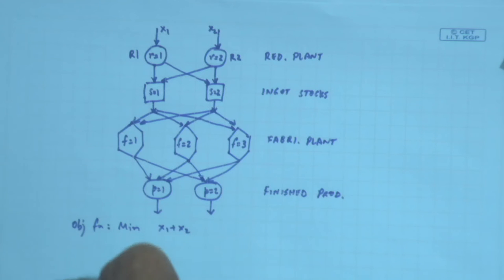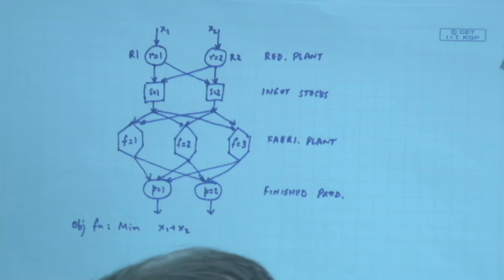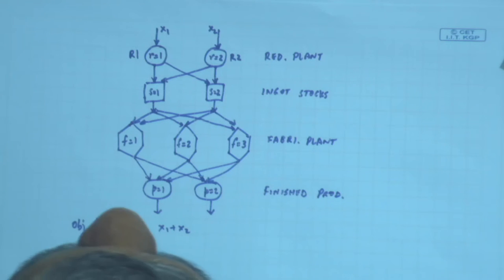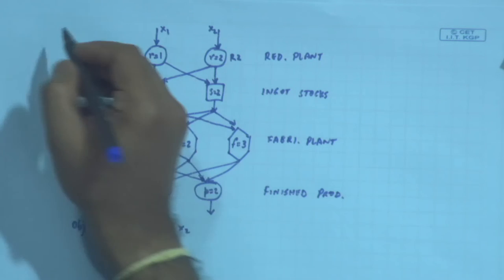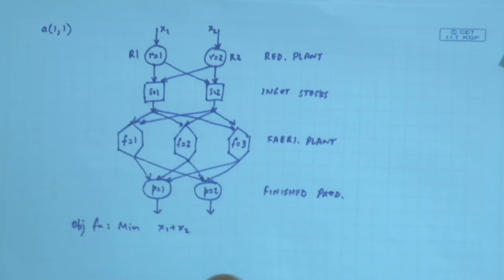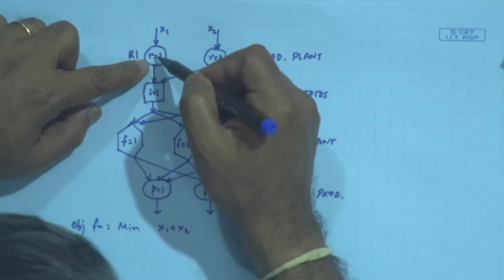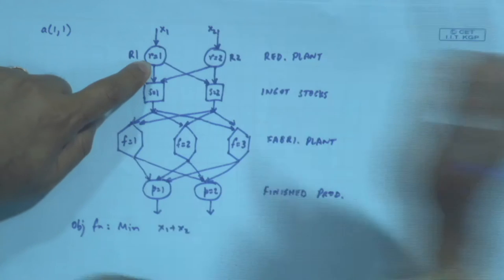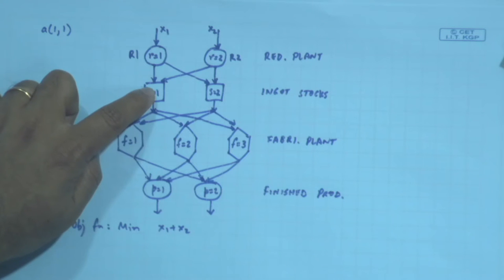A, R, S actually says the tonnage yield of ingot stock S from 1 ton of iron ore processed at reduction plant R. So what does A 1 comma 1 mean? If I say this quantity A 1 comma 1, what does it mean? R equal to 1, S equal to 1, that means tonnage yield of ingot stock 1 from 1 ton of iron ore processed at reduction plant 1. So the iron ore processed in the reduction plant 1 is X1. So if 1 ton was processed, you would get here A1, 1.